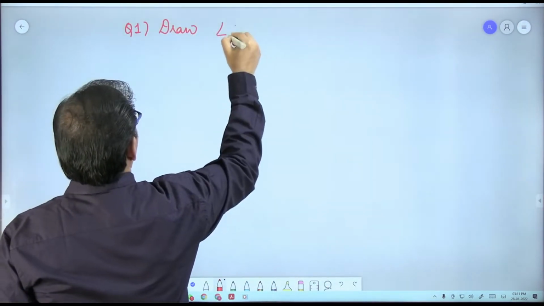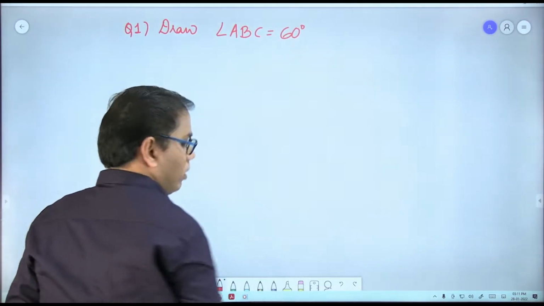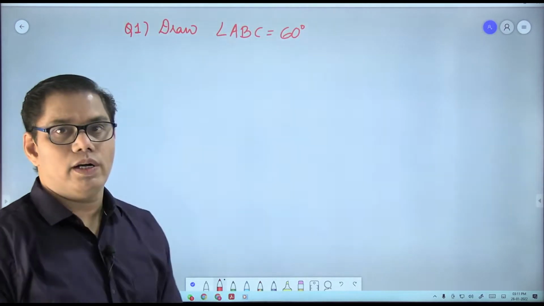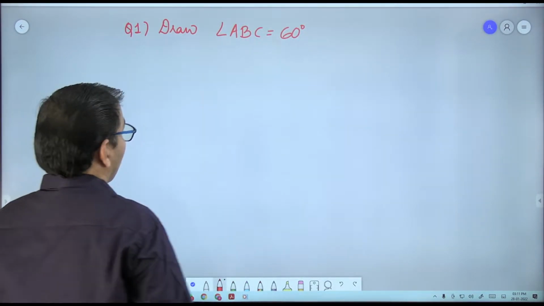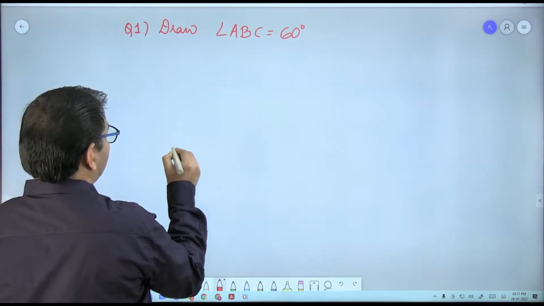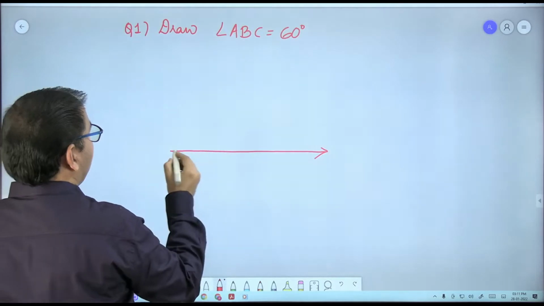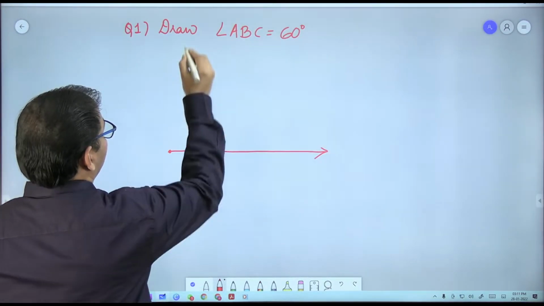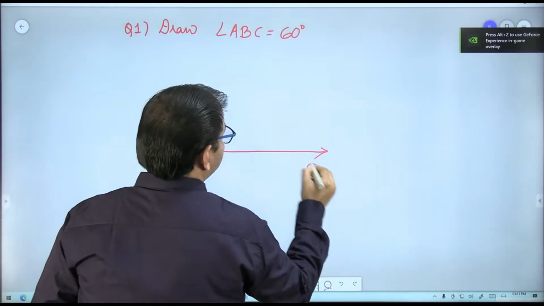Take this as question number 1. Draw angle ABC equal to 60 degree. Now some important angles we will do. If you know these angles, construction is very easy. So first of all you will draw this ray. Just leave about 7 to 8 lines and draw this ray. Name of the angle is ABC, so we are going to name this ray as ray BC.